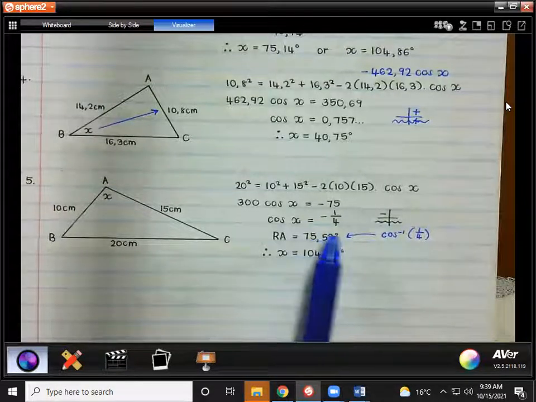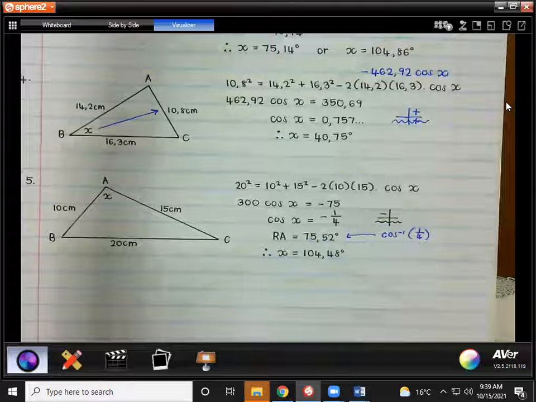Okay, so if you're writing 75.52 anyway, you have to label it as reference angle. You can't write that that is x. It's not. Okay, you have to then use reference angle for that one.